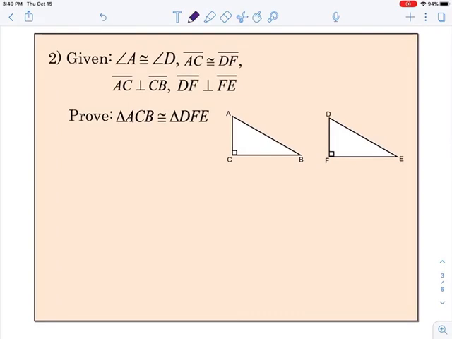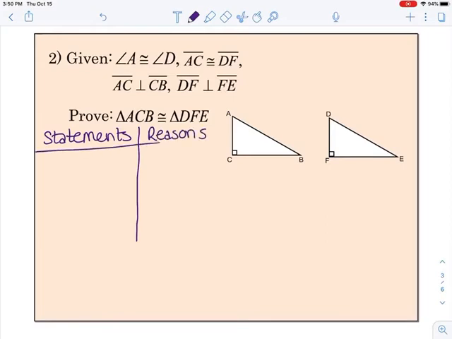For example number 2, we have angle A is congruent to angle D, and AC is congruent to DF. We are also told that AC is perpendicular to CB and that DF is perpendicular to FE, and we want to prove the 2 triangles congruent. So again, I'm going to set up my statements and reasons. First thing that is always going into the statement side is your given. So I have quite a few givens here.